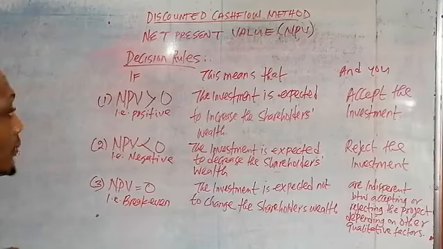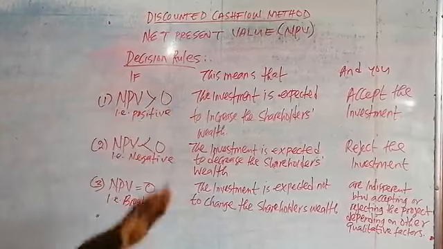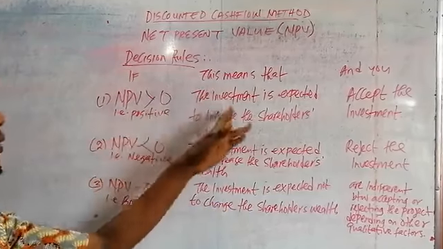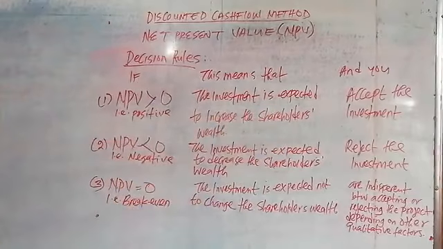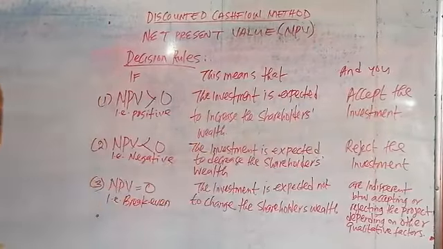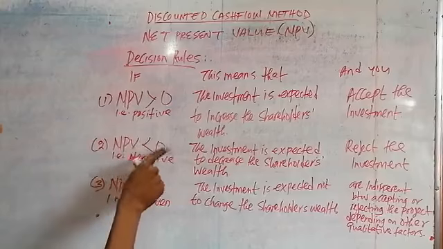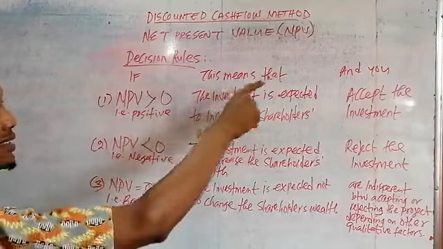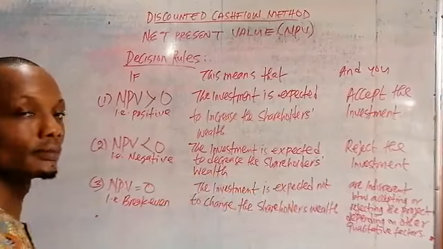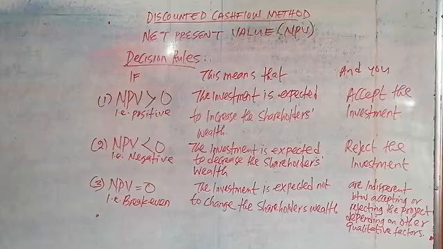Now, the first criteria, the first scenario is if the NPV is greater than 0, that is, you have positive. The result you now get at the end of the day is positive. So this means that the investment is expected to increase the shareholders' wealth. If the result is positive, you accept the project, accept the investment, it is worthwhile, it's good to go. But if the NPV is less than 0, that is negative, this means that the investment is expected to decrease the shareholders' wealth, and you reject the project. You should reject the project.